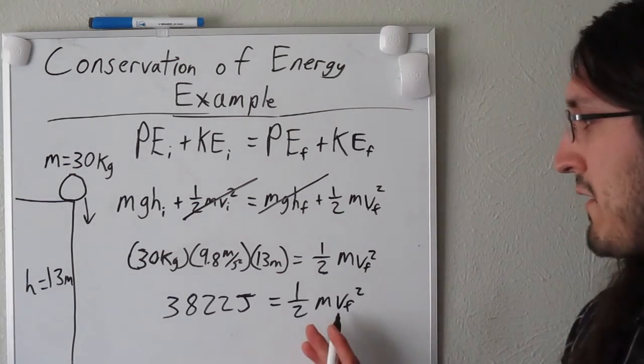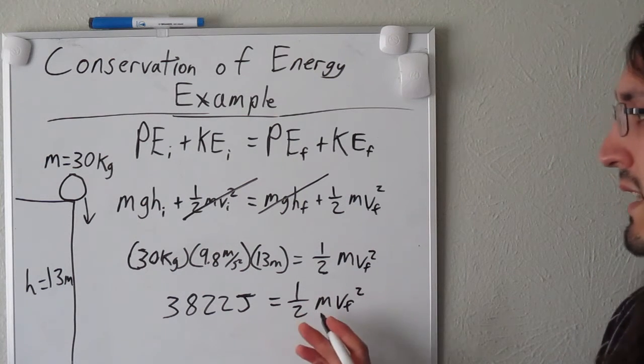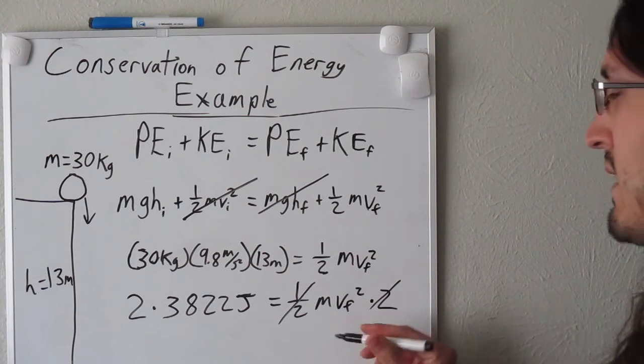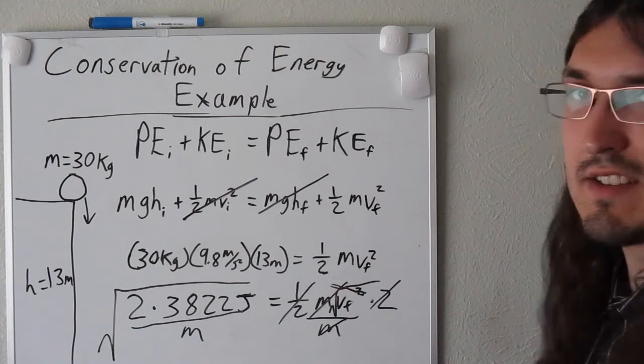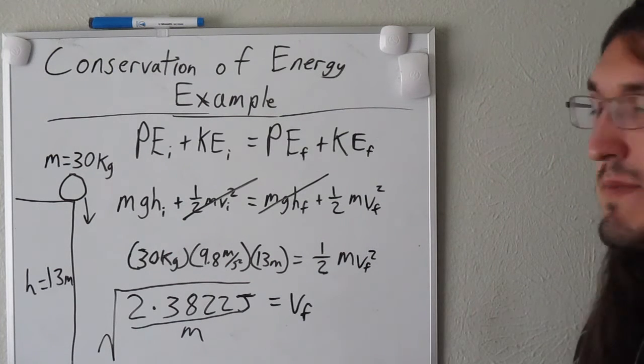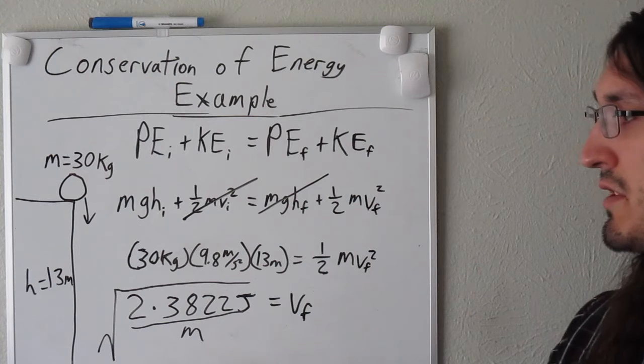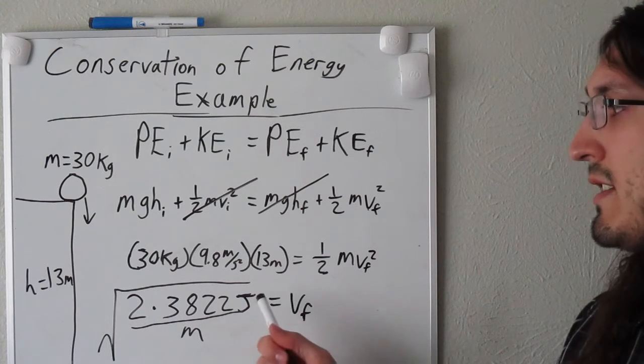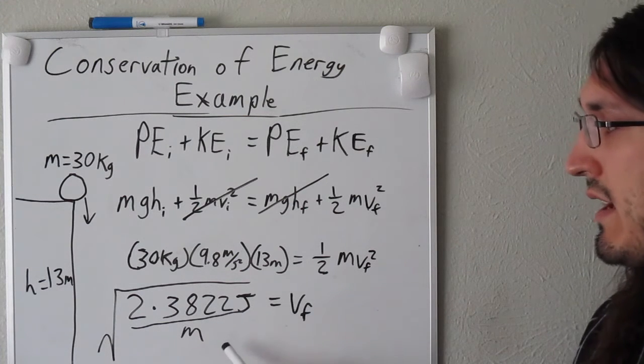If I solve this for my final velocity, I need to multiply both sides by 2. Then I need to divide both sides by the mass, and then take the square root of both sides. After I clear all this clutter out of the way, this is equal to Vf. This gives me the final velocity is equal to the square root of 2 times the potential energy divided by the mass.